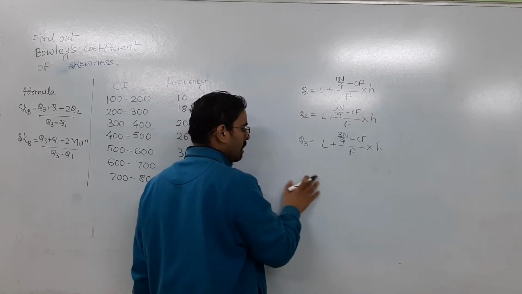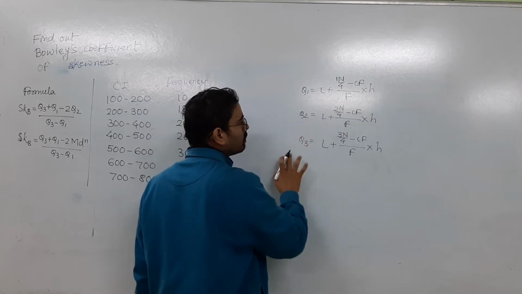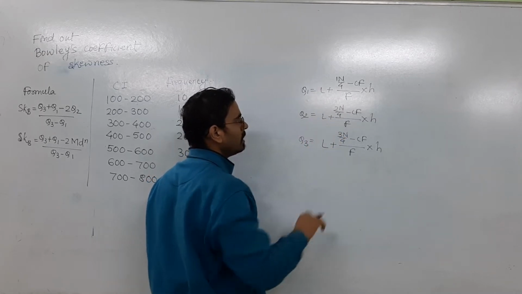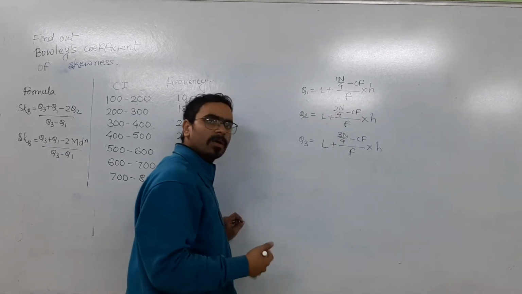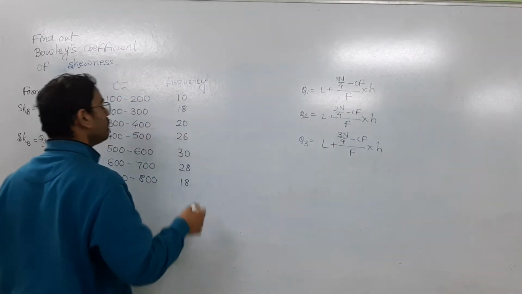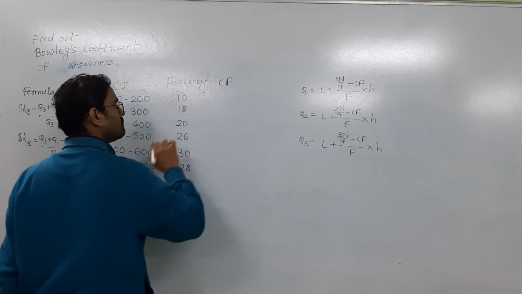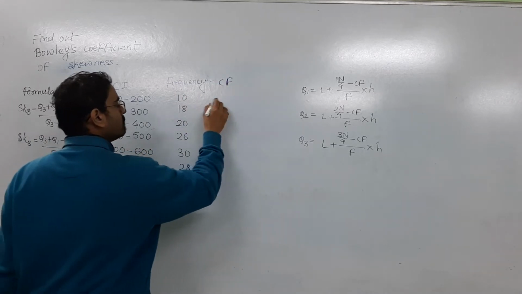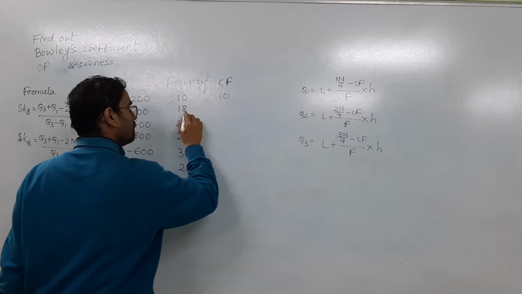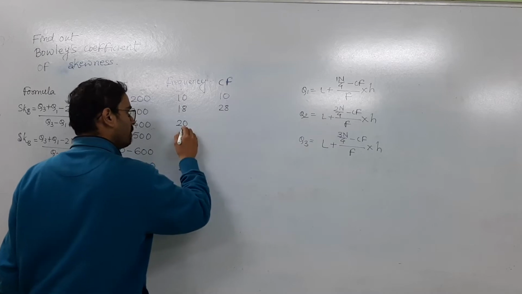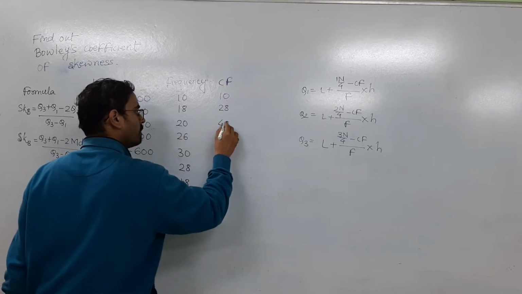So let's see how to find Q1, Q2 and Q3. But in all these formulas, one term is common, that is CF. CF means what? Cumulative frequency. So we will find CF first. CF, cumulative frequency. So let's take 10 as it is. 10 plus 18, that will be 28. 28 plus 20, that will be 48.